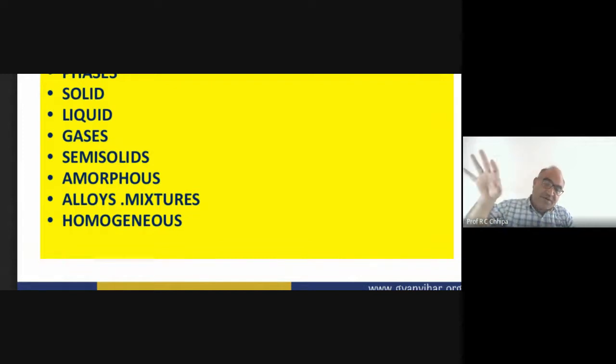But what about the bronze? What about the gunmetal? In the case of gunmetal, different metals are there. For example, we have gold, and in the case of jewelry gold, it contains gold plus copper. So that is the heterogeneous system.